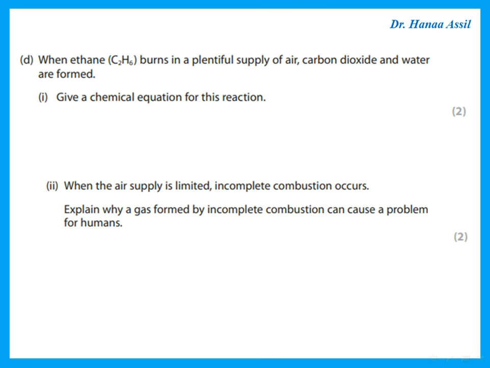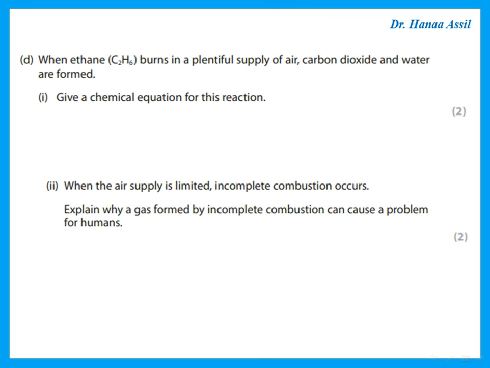When ethane burns in a plentiful supply of air, carbon dioxide and water are formed. Give a chemical equation for this reaction. So we're writing a chemical equation for what? Remember the word first, chemical equation means symbol. If he does not mention word, he does not want word equation. He wants a symbol equation, and you have to remember that a symbol equation must be balanced, even if he does not say that.